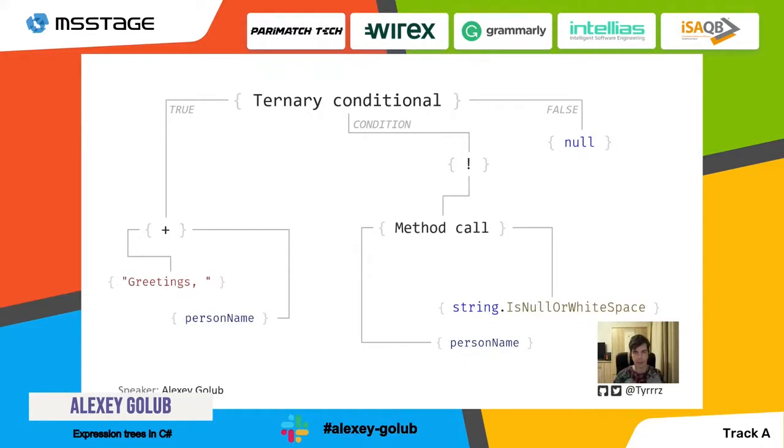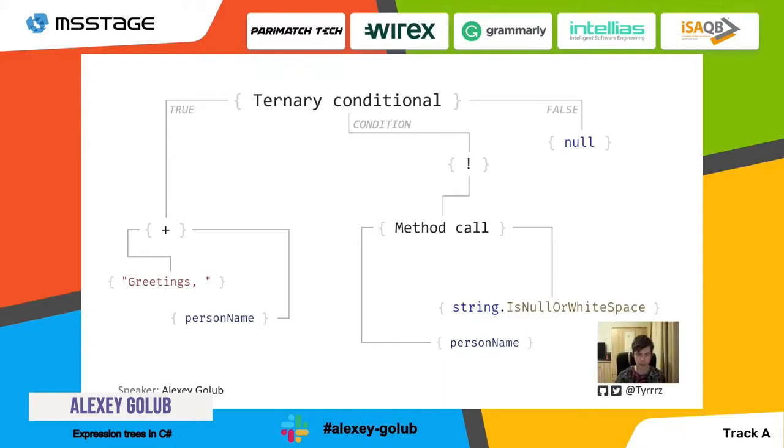And for the different branches, for example, when it's true, we have another expression that evaluates to the plus operation of two operands: the constant and the person name. For false, it's just null, and the condition itself is an expression that negates another expression, which in turn is a method call that uses the IsNullOrWhiteSpace method with person name as the parameter. And so basically this is the tree, which is the expression tree.